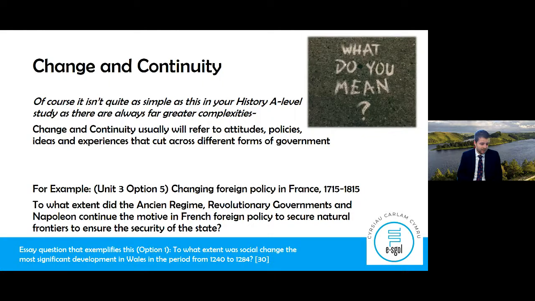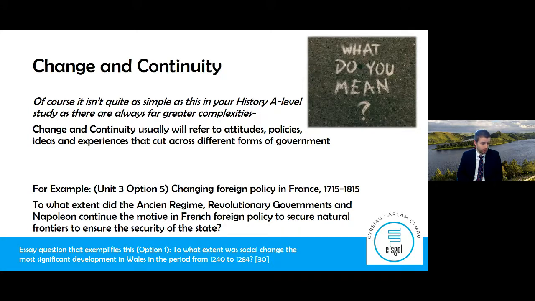What we need to be thinking about instead is to what extent did the Ancien Régime, the revolutionary government and Napoleon continue the motive in French foreign policy to secure its natural frontiers to ensure the wider security of the state. You don't need to know everything there is to possibly know about foreign policy in France between 1715 and 1815. There's a lot to know if you looked at it like that. Instead, you're looking for those changes in foreign policy and those continuities in foreign policy.